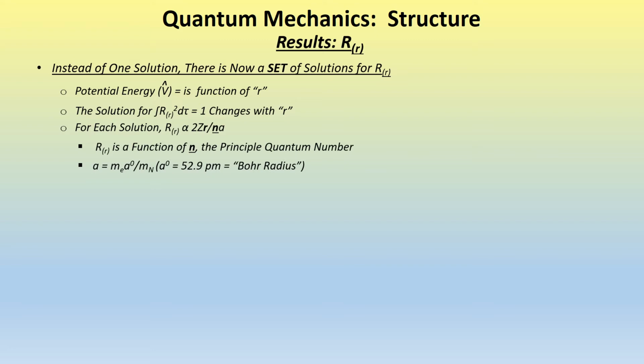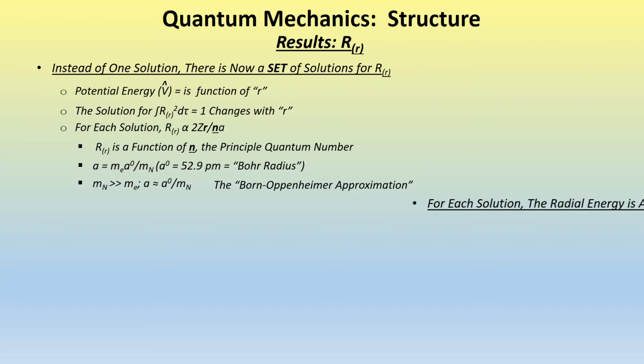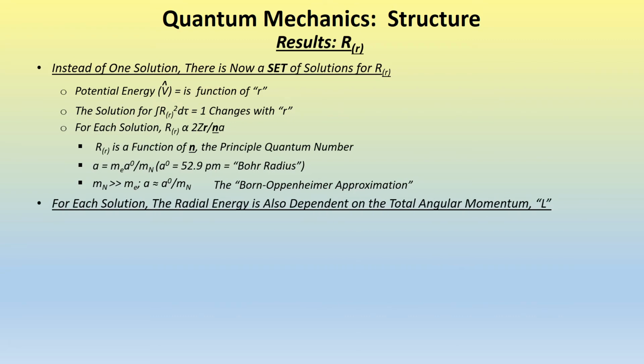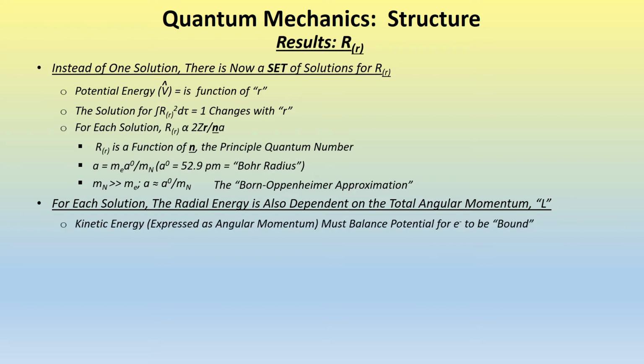Since the mass of the nucleus is much greater than the mass of the electron, A is essentially equal to A0 over Mn, the Born-Oppenheimer approximation, which lets one treat the nucleus as essentially stationary. For each solution, the radial energy is also dependent upon the angular momentum L. This is true because when one is solving the Schrödinger equation, the eigenfunction is E, and kinetic energy, expressed as angular momentum, must balance potential energy for the electron to be bound, in other words, to continue orbiting the nucleus.